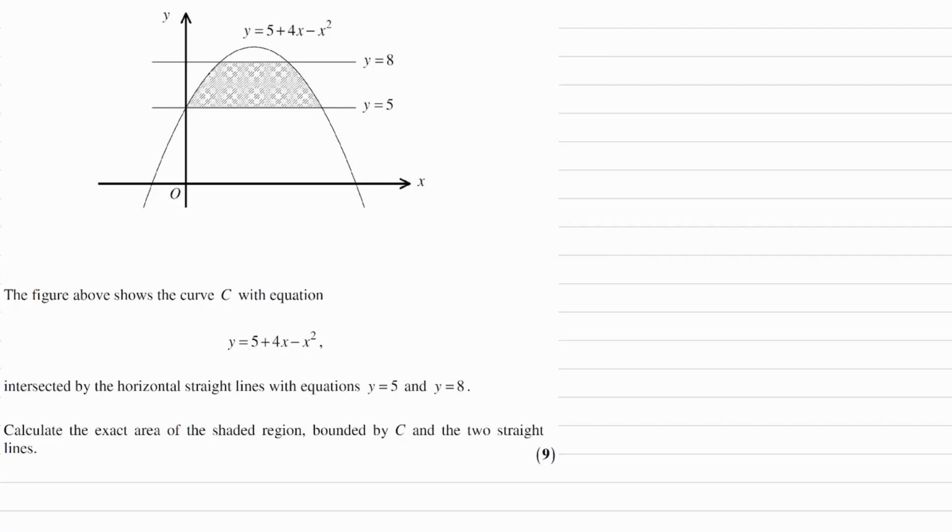The figure above shows the curve C with the equation y is equal to 5 plus 4x minus x squared, intersected by horizontal straight lines with equations y is equal to 5 and y is equal to 8. Calculate the exact area of the shaded region bounded by the curve and the two straight lines.